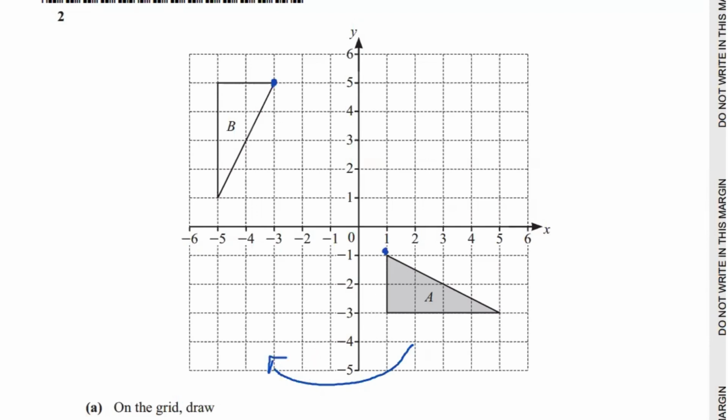For the center of rotation, what you can do is first highlight the corresponding points on both shapes, connect those 2 points with a straight line, and then using your compass, you can create perpendicular bisectors, or using your protractor, you can just draw a 90-degree line. And then you can repeat the same steps for 2 other corresponding points like these 2 and these 2.